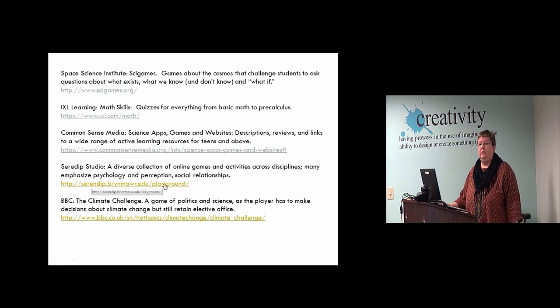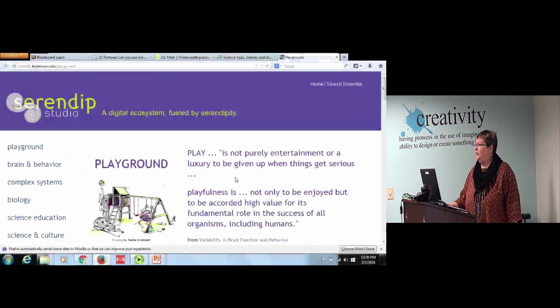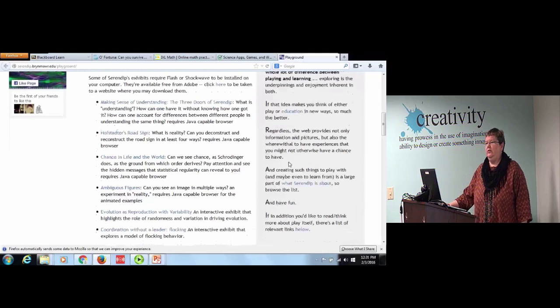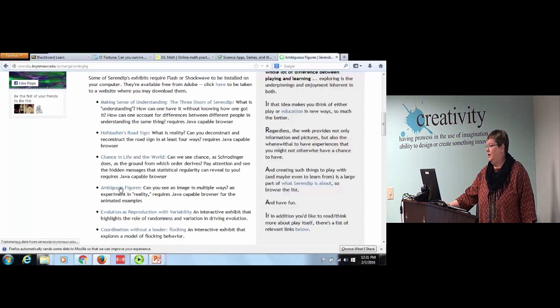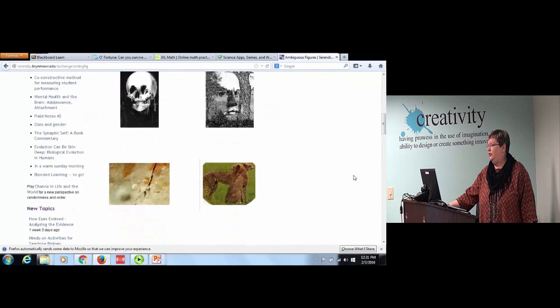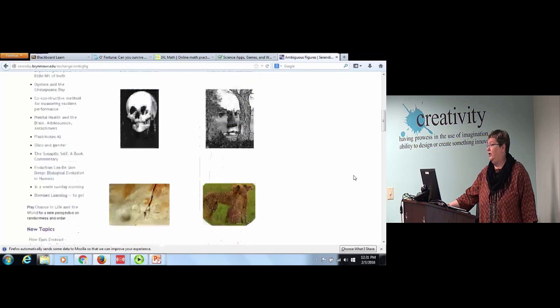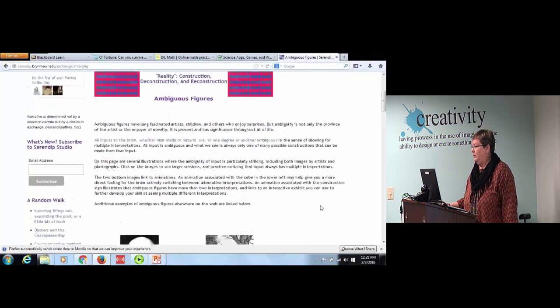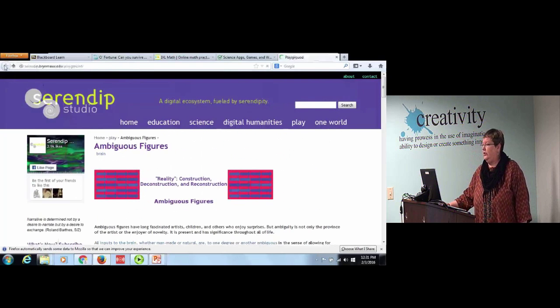Okay, I have to admit that one of my favorite ones is this Serendip Studio. Have any of you ever seen this before? Look at some of the things that they ask you to do. Chance in life in the world, ambiguous figures, in which you'll look at various ambiguous figures and it has you do various activities with those figures. You know, is that first one a skull or a woman sitting at her dressing table mirror, that type of thing.